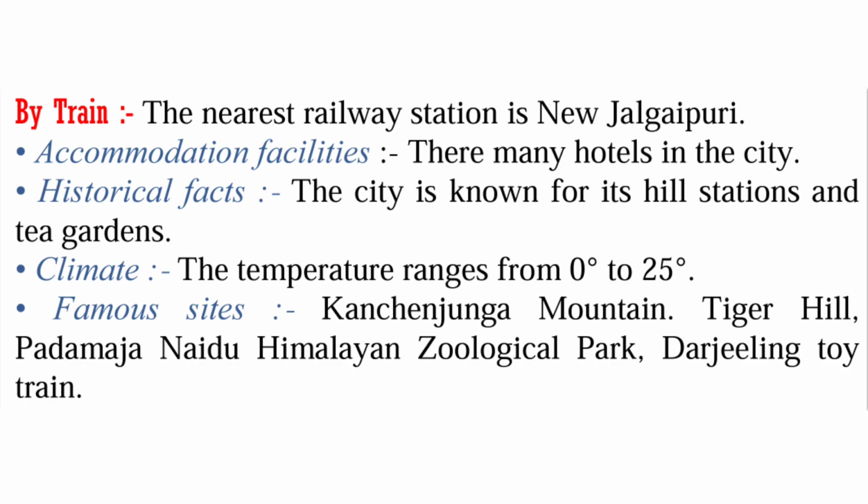Accommodation facilities. So there are many hotels in the city. Historical facts. So the city is known for its hill stations and tea gardens. Climate. The temperature ranges from 0 degrees Celsius to 25 degrees Celsius. Famous sites: Kanchenjunga Mountain, Tiger Hill, Padmaja Naidu Himalayan Zoological Park, Darjeeling Toy Train are the famous sites.